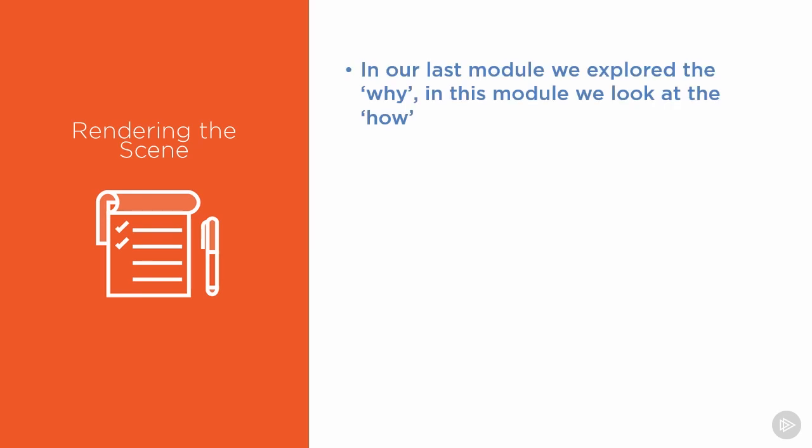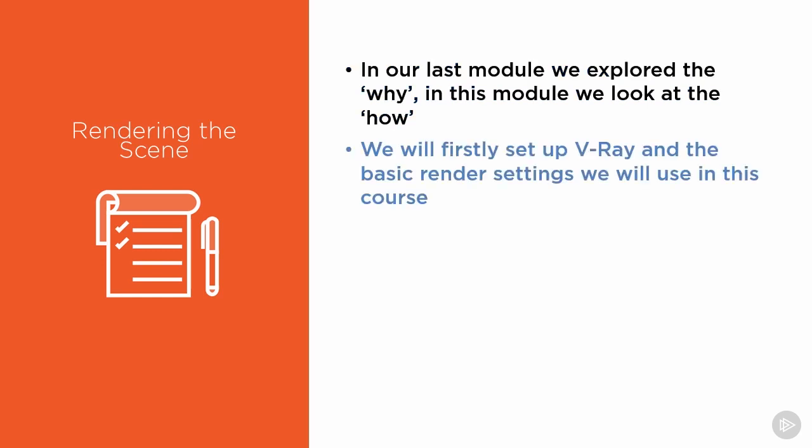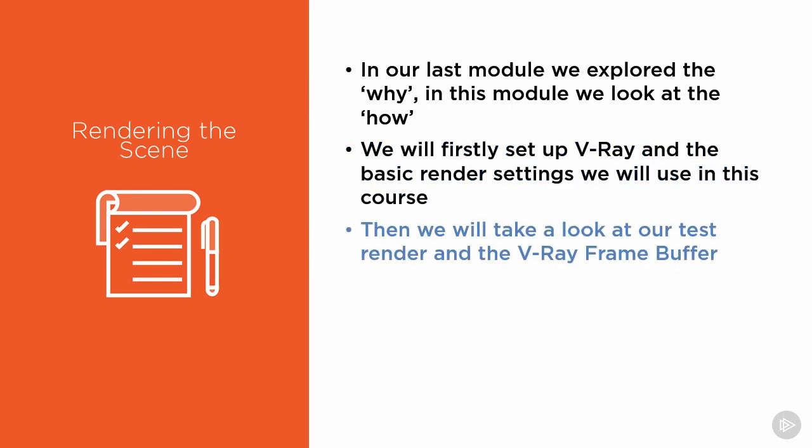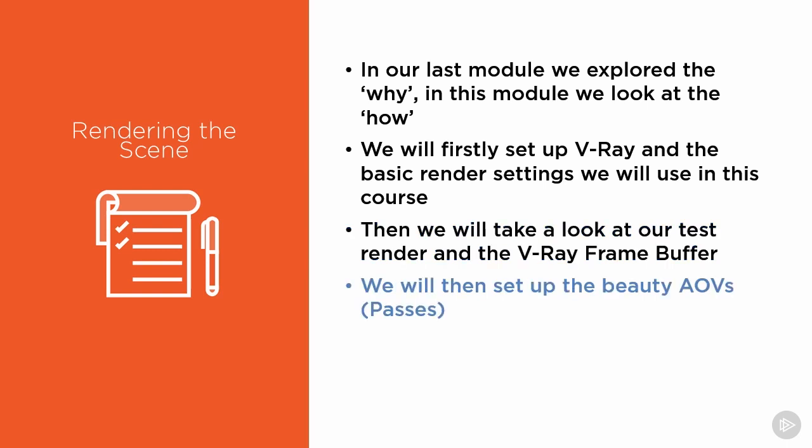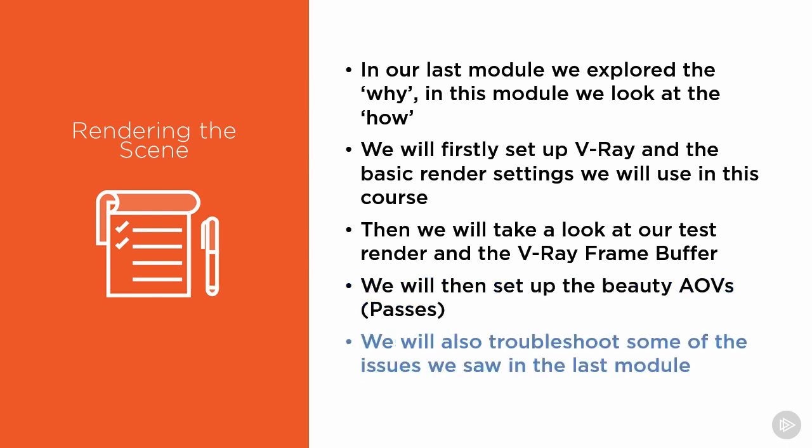In our last module we explored why we use multipass rendering. In this module we're going to look at how we do it in V-Ray and Maya. Firstly, we're going to set up V-Ray and the basic render settings that we're going to use in this course. And then we're going to look at our test render and examine the V-Ray frame buffer, which is very handy. We're then going to set up our beauty AOVs. And then we're going to troubleshoot some of the issues we saw in the last module.